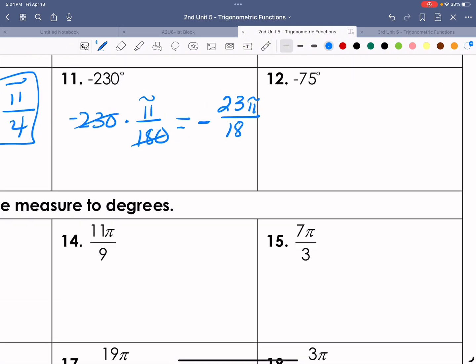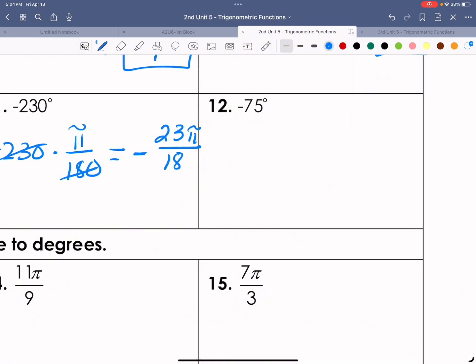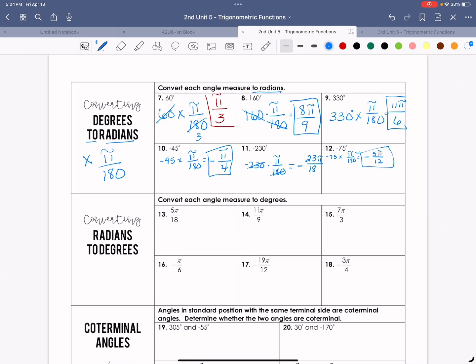And then our last one here, negative 75 degrees. We're going to multiply negative 75 times pi over 180. So that's going to give us negative, and then when you reduce it down, you get 5 pi over 12. So notice that all of these have pi in the answer. That's how you know it's in radians.